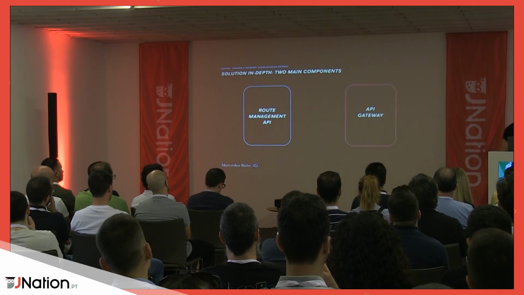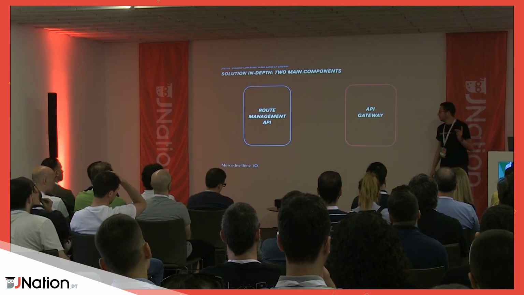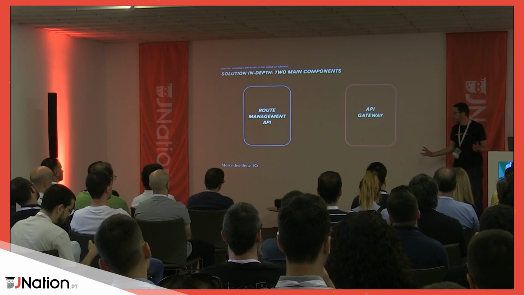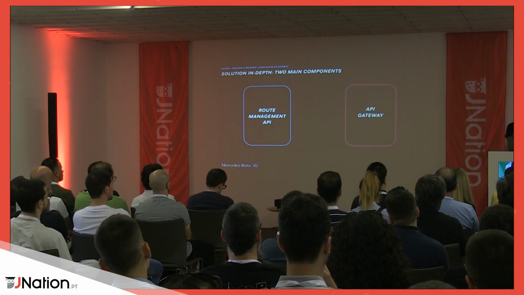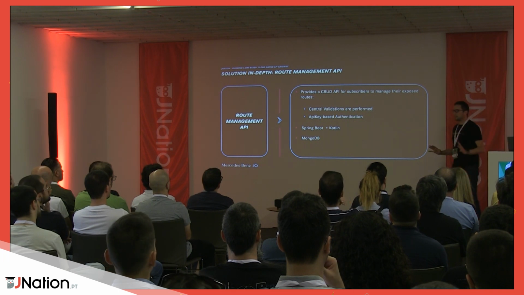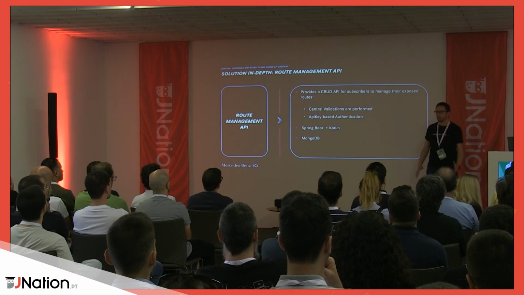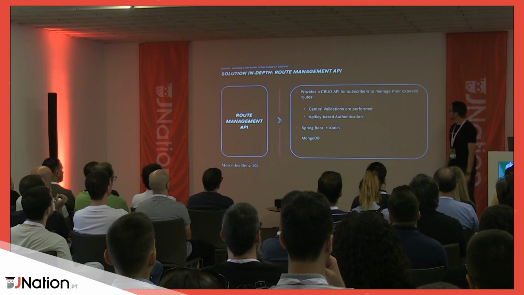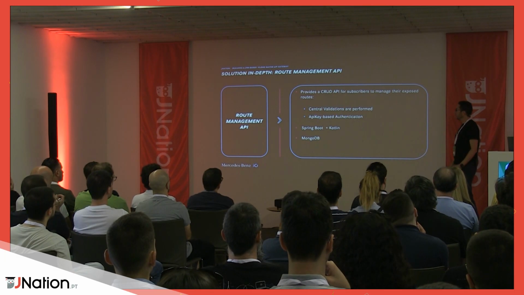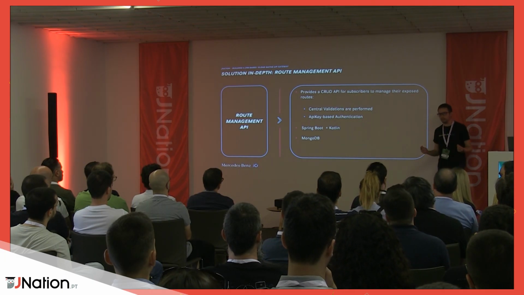Okay. So from that diagram, we could identify two main components. First, the route management API and the API gateway itself. So let's focus now on the route management API. This component is pretty simple. I'm not going to talk a lot about it, but it provides a CRUD API for subscribers to manage their exposed routes. This is the point where we make all the central validations.